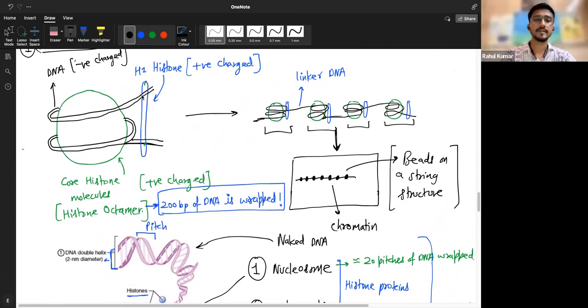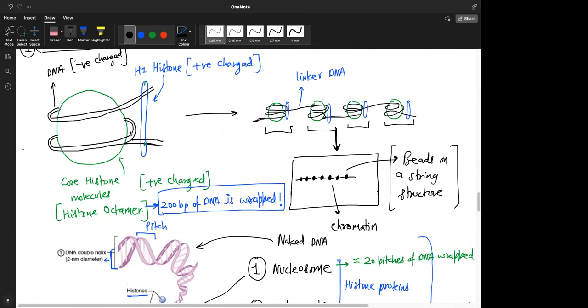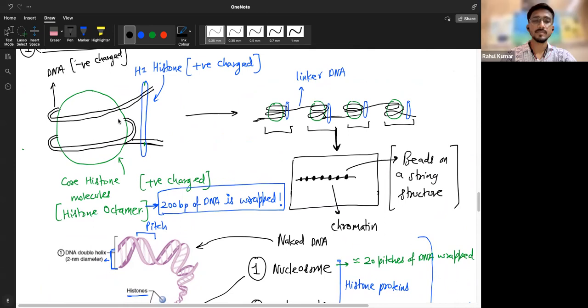So DNA is wrapped around this core histone protein, which is made up of 8 smaller proteins. So it's known as histone octamer, right? And this is positively charged. The DNA that is packed around this octamer is also kept in place by this H1 histone. Again, all the histones are positively charged.